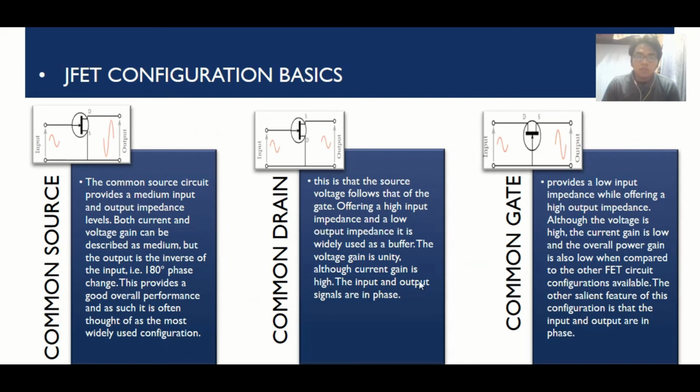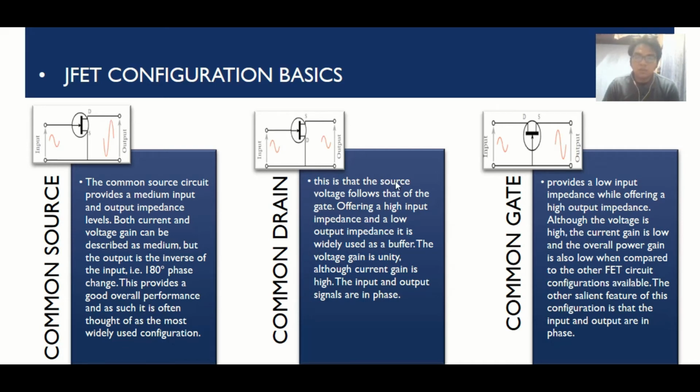Okay, this is the JFET configuration basic. We have 3 configurations. Okay, first we have common source. The common source circuit provides a medium input and output impedance level. Both current and voltage gain can be described as medium, but the output is the inverse of the input. Okay, which means that the output is 180 degree change from the input. This provides a good overall performance, and as such it is often taught as the most widely used configuration. Okay, next we have common drain.